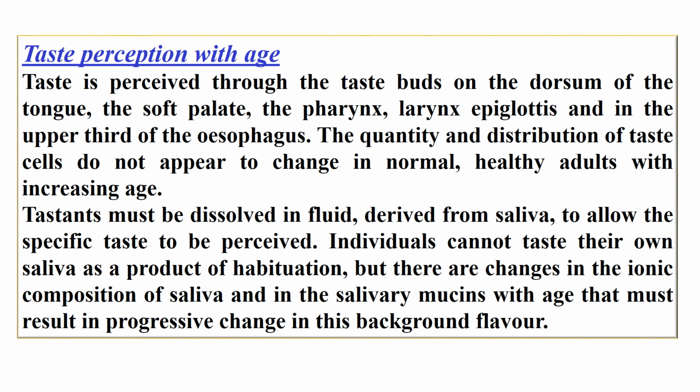Taste perception with age. Taste is perceived through the taste buds on the dorsum of the tongue, the soft palate, the pharynx, larynx, epiglottis, and in the upper third of the esophagus. The quantity and distribution of taste cells do not appear to change in normal, healthy adults with increasing age. Tastants must be dissolved in fluid derived from saliva to allow the specific taste to be perceived.